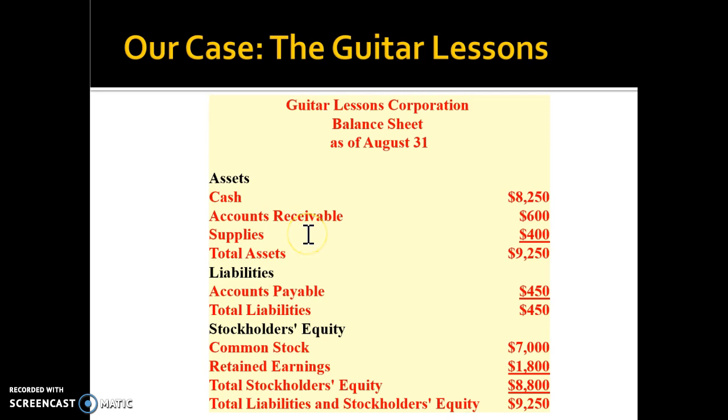Here is the guitar lessons company before the transactions of next month happen. In the first chapter, we used guitar lessons' transactions in August, and this is the ending result of the guitar lessons when it has some cash resulting from their first month of operation. For example, the cash balance at the end of August 31st is 8,250. So on and so forth for different accounts in this table.